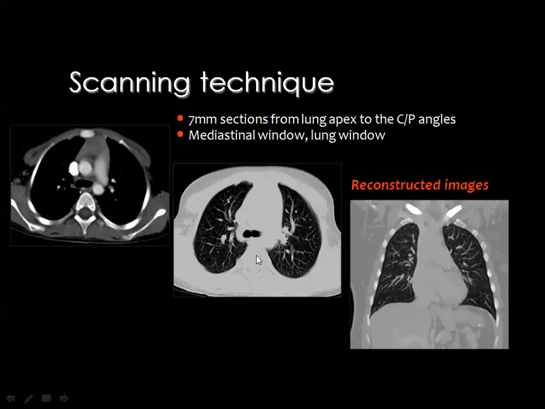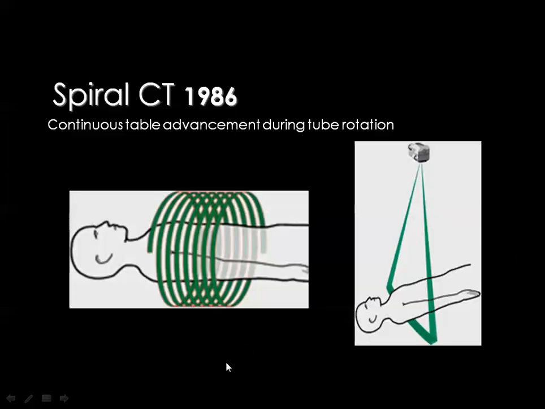And if you have one of the recent machines, the multi-detector CTs, you can order the machine to reconstruct these axial images into coronal plane like this one, or sagittal plane, which is almost similar to the lateral chest X-ray. Then the machine can help you in doing this.